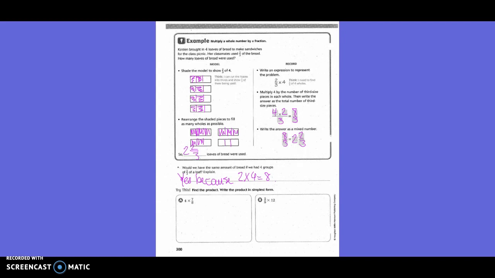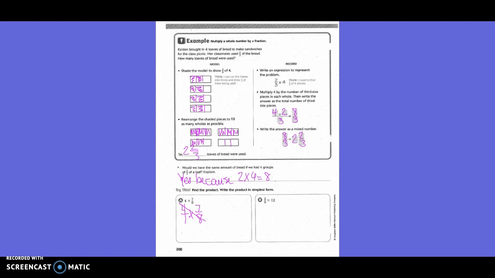Find the product. Write the product in simplest form. So this is where we're going to do what we kind of did yesterday. Instead of drawing all these pictures, we're going to go ahead and just set it up. So how would I write that? 4 over 1 times 7/8. Can I reduce before I begin? Yes. What goes into both 4 and 8?